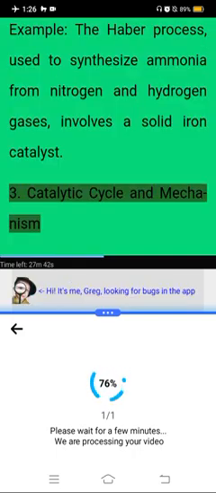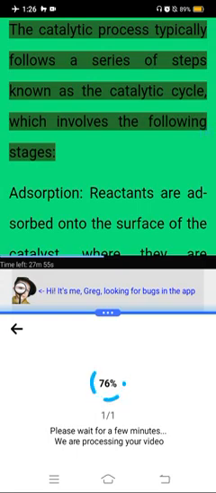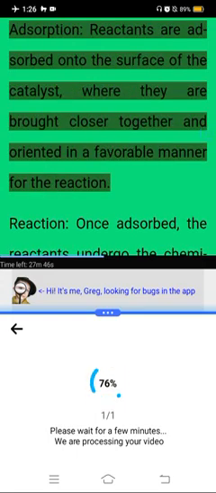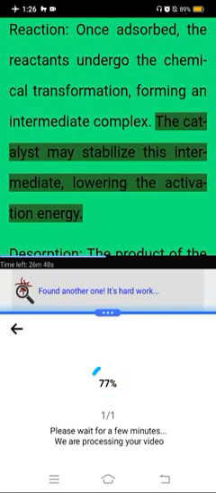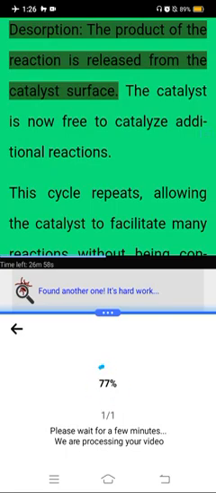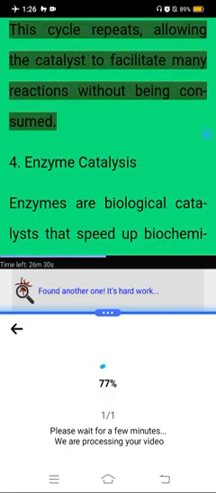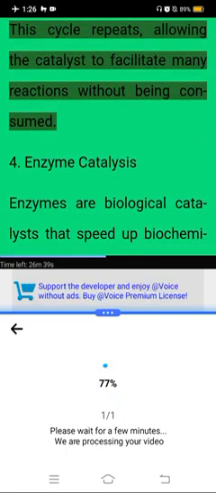3. Catalytic cycle and mechanism. The catalytic process typically follows a series of steps known as the catalytic cycle, which involves the following stages. Adsorption. Reactants are adsorbed onto the surface of the catalyst, where they are brought closer together and oriented in a favorable manner for the reaction. Reaction. Once adsorbed, the reactants undergo the chemical transformation, forming an intermediate complex. The catalyst may stabilize this intermediate, lowering the activation energy. Desorption. The product of the reaction is released from the catalyst surface. The catalyst is now free to catalyze additional reactions. This cycle repeats, allowing the catalyst to facilitate many reactions without being consumed.